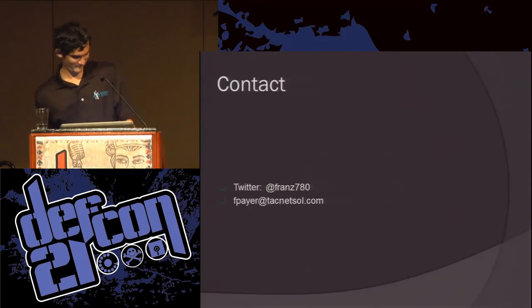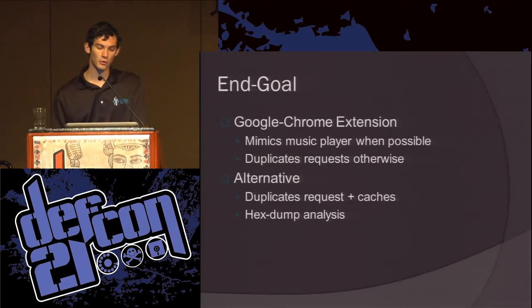It duplicates requests that it sees flying by, and it caches it in your RAM. And this is helpful for a hex dump analysis afterwards. So if you are into doing malware analysis without wanting to put it on your hard drive, you can do it entirely from your browser now. And this is also helpful if you want to see exactly what's being loaded into your browser.